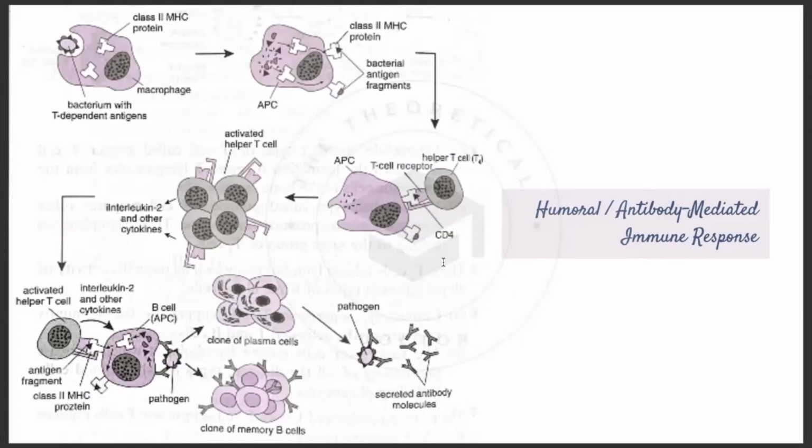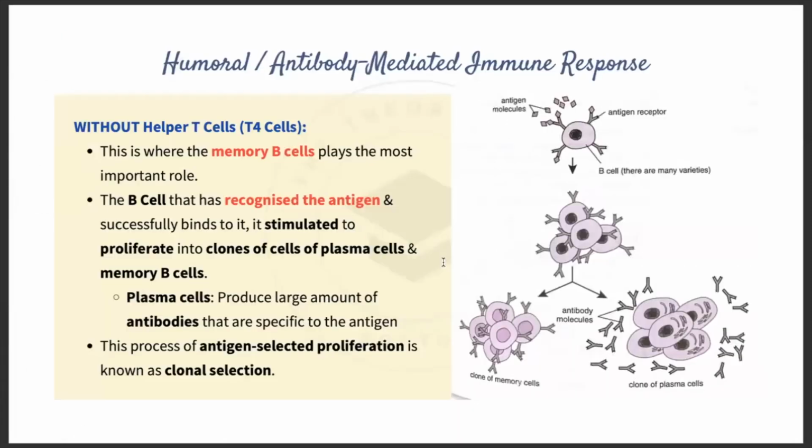You can pause the video here and refer back to the explanation to help you better understand. Without the helper T cells now, so what happens? Because humoral antibody-mediated immune response can function with or without the helper T cells. Here is without. So this is where the memory B cells play the most important role, because not all the time will the helper T cells come into play. Like in this case, what if helper T cells are not there? Will the B cells still work?